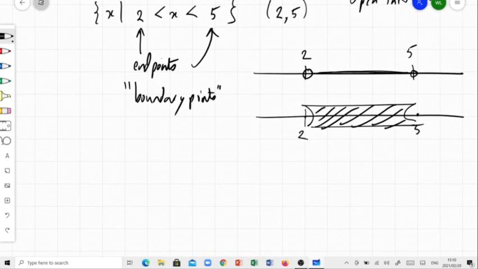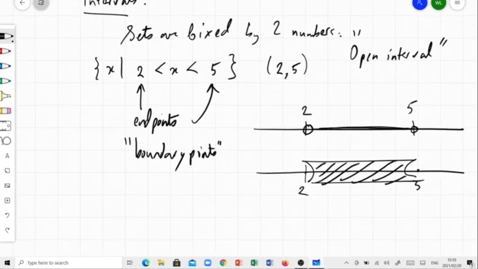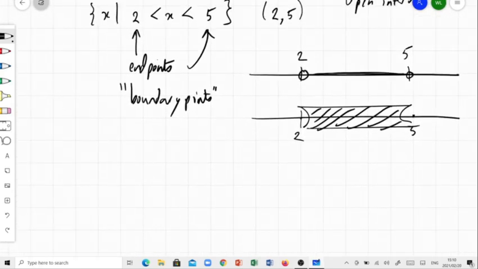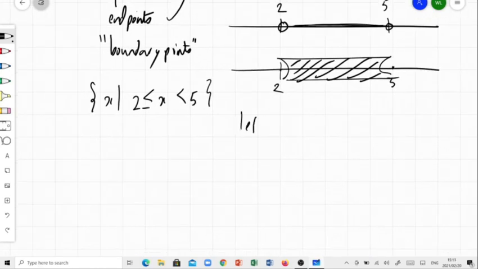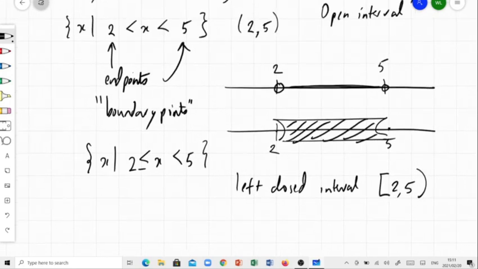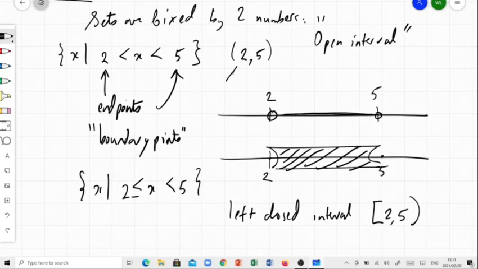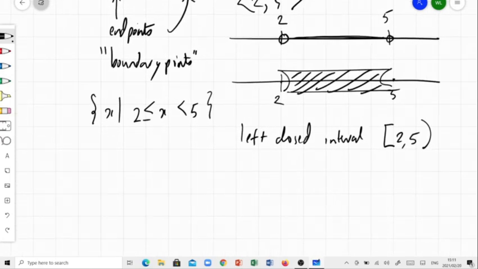Right. Now let's say that we do include the points. So for example, if I include 2, this is what is called the left closed interval, and you see I put a solid bracket, 2, 5, to show that we've included 2. Other notation can also be like angle brackets. You see, these are also other notation used in other textbooks.